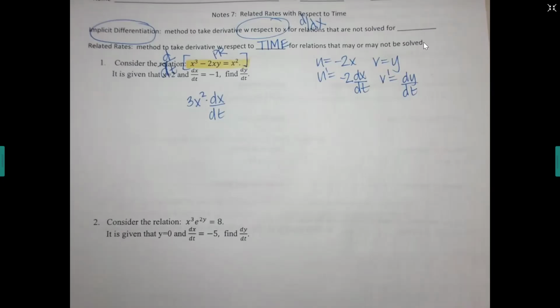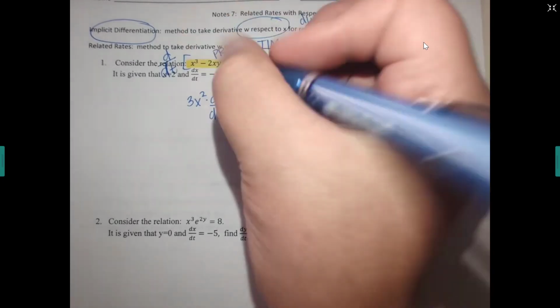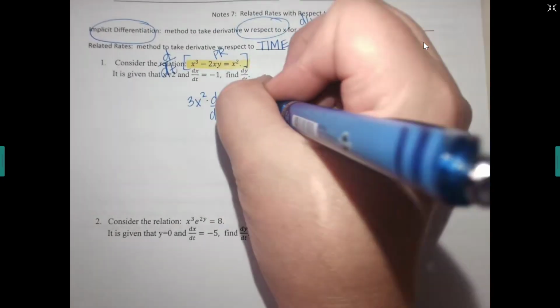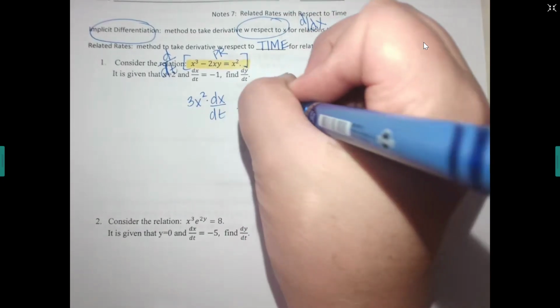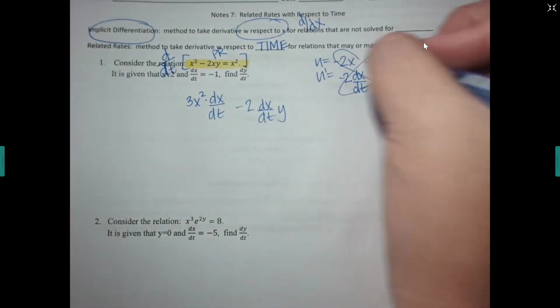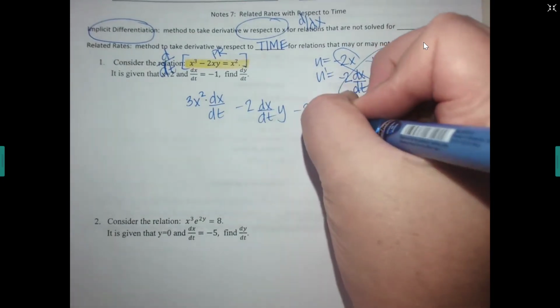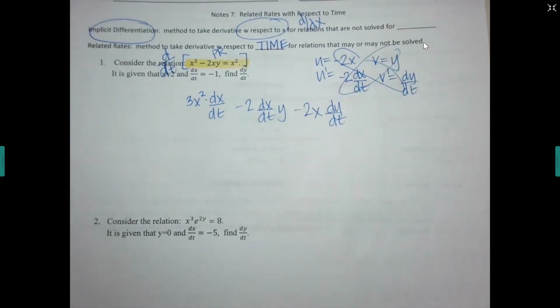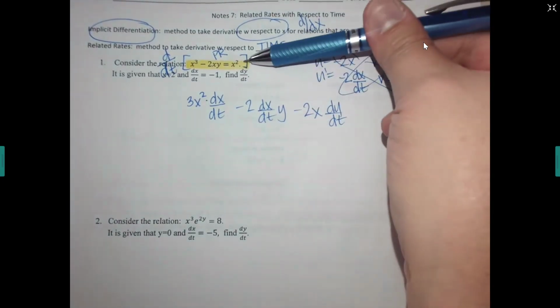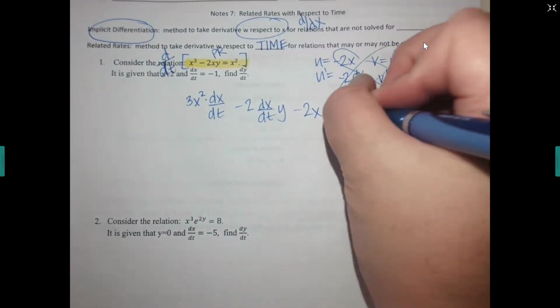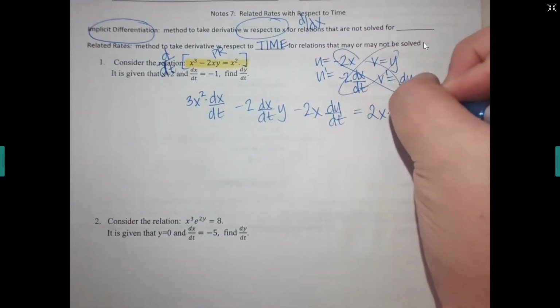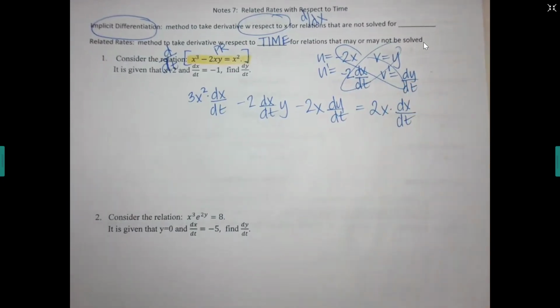Then from there, you're going to do diagonal plus diagonal. So it'll be negative 2 dx/dt times y, and then negative 2x dy/dt. Then on the other side, we had an equals x squared. And from there, the derivative would just be a 2x, but remember, no more free ride for the x stuff. You have to now add a dx/dt to that. Okay?